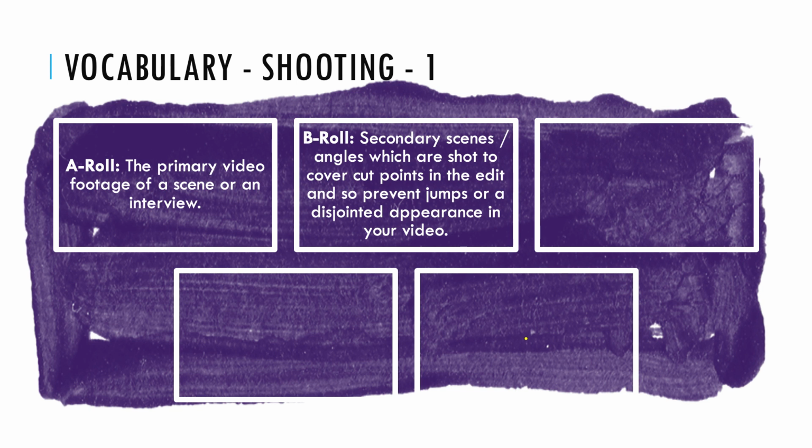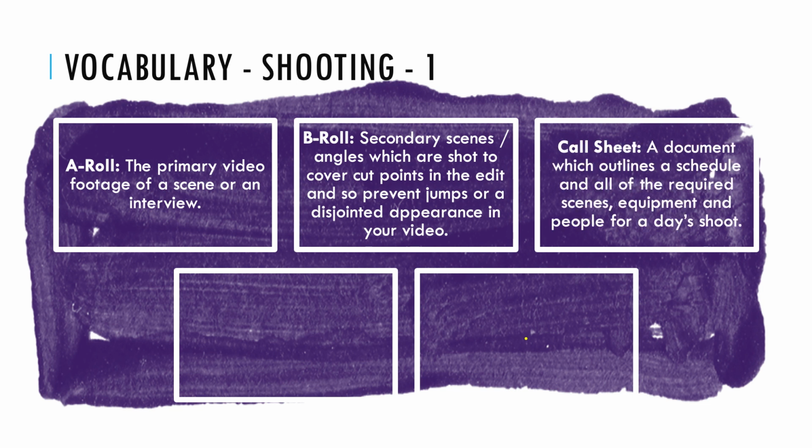Secondary to that is what we call B-roll. B-roll covers up the footage of that individual, and it is footage that goes along with what is being spoken in the primary footage. It's not just random footage, it's footage that complements what is being said by the primary speaker or interviewee. The next term is call sheet.